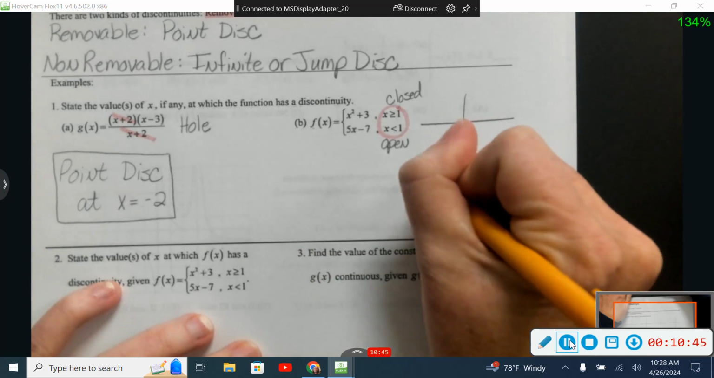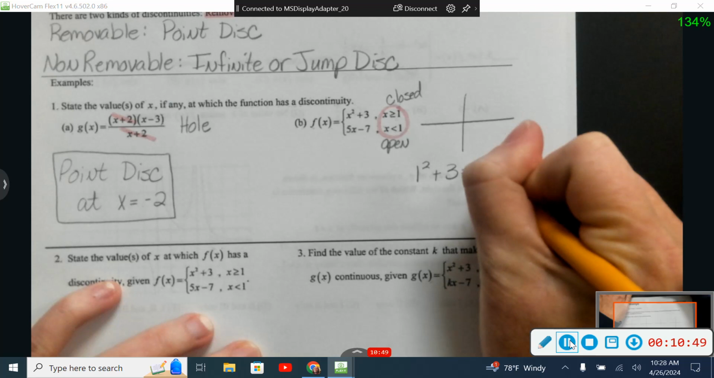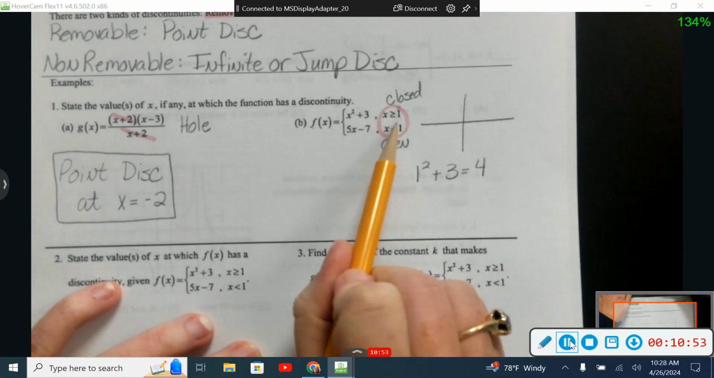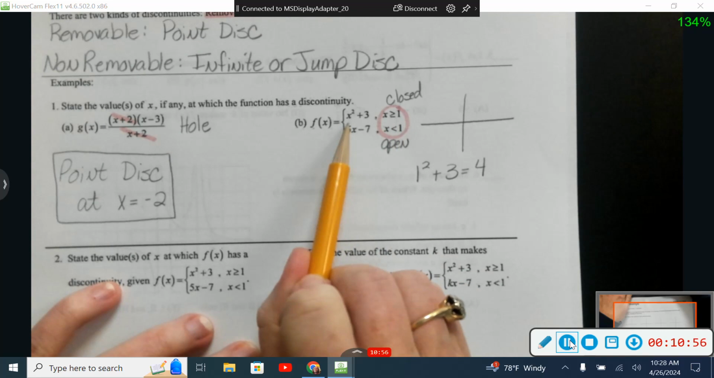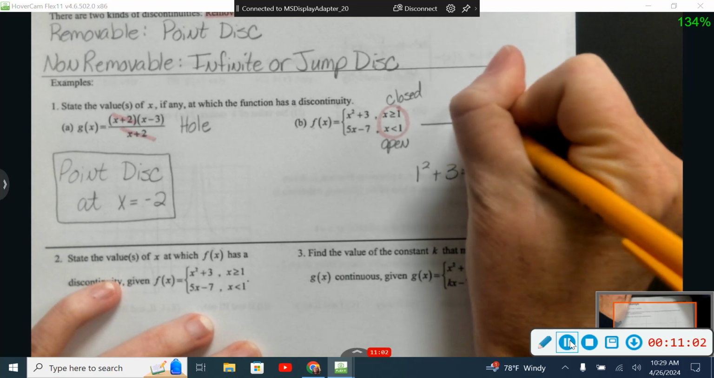Okay, so I'm going to start by plugging my 1 into my first function up there, and that's going to give me a y value of 4. So I'm going to take my 1 and plug in right here, and that gives me my first y value at a closed circle of 1, 4.